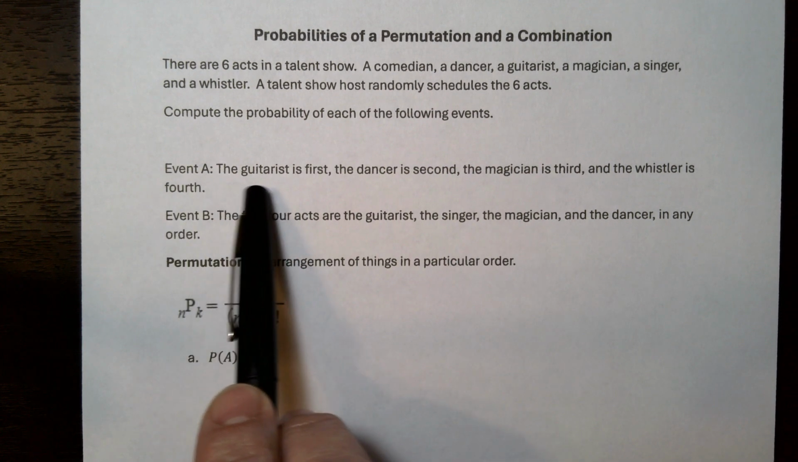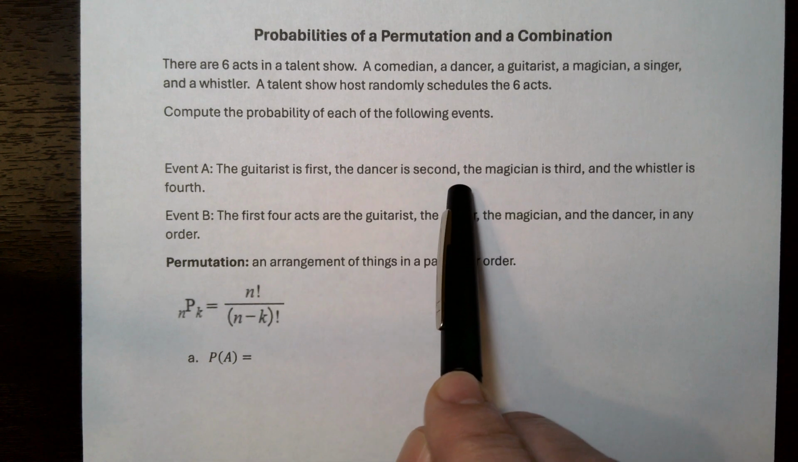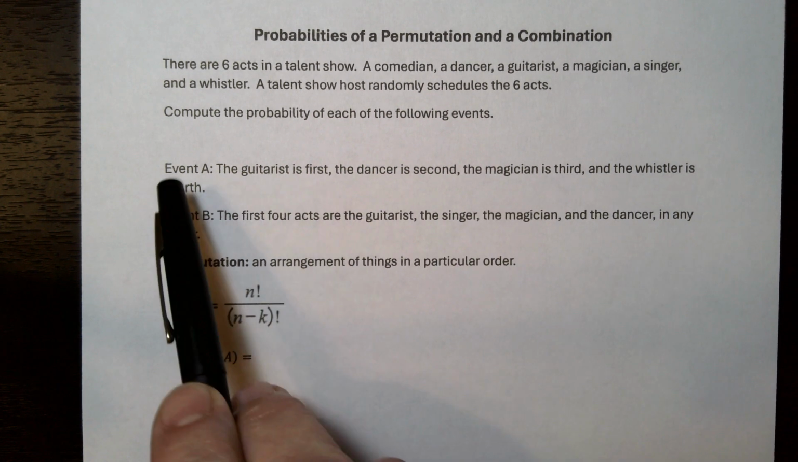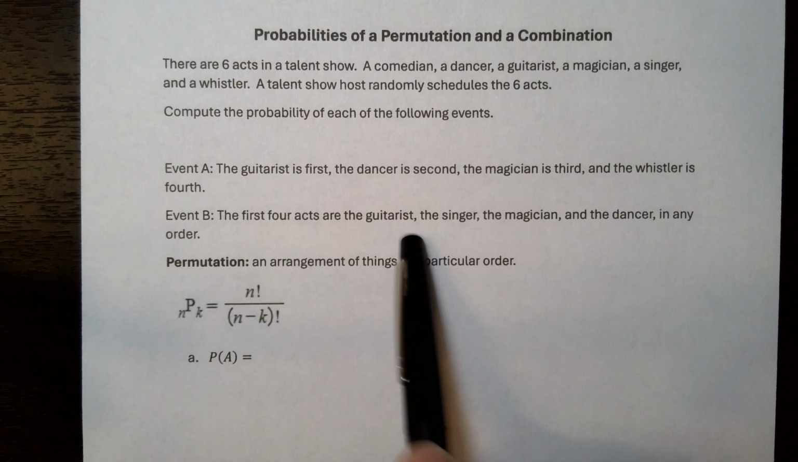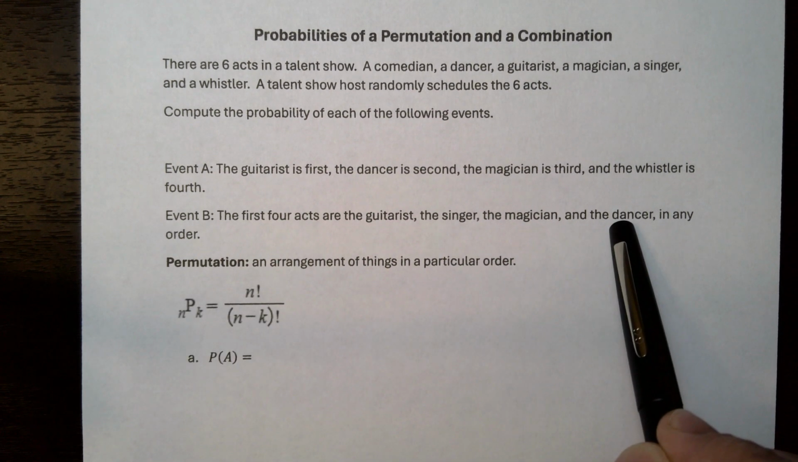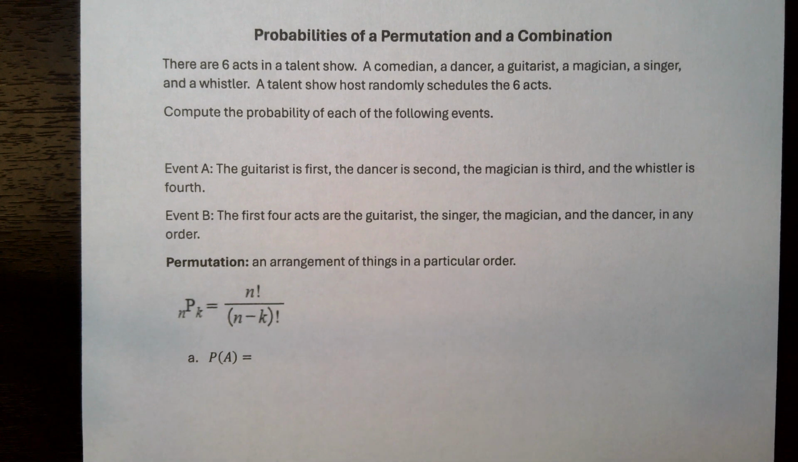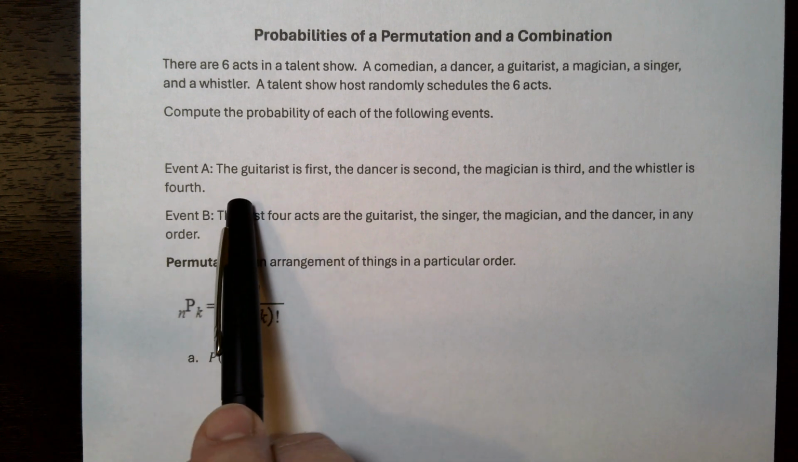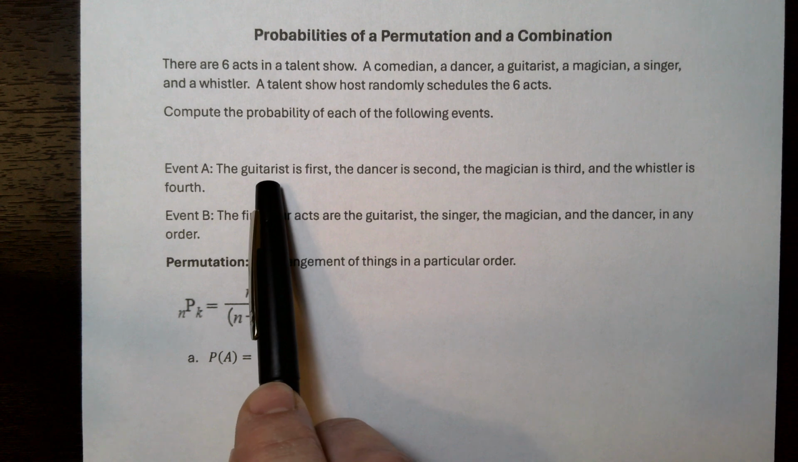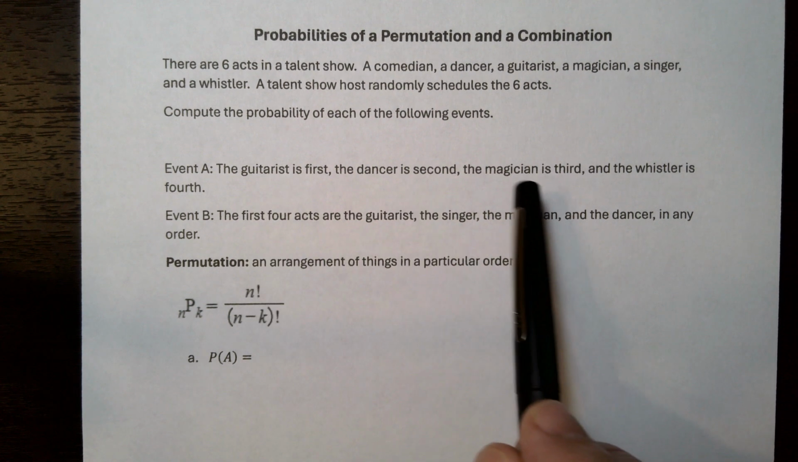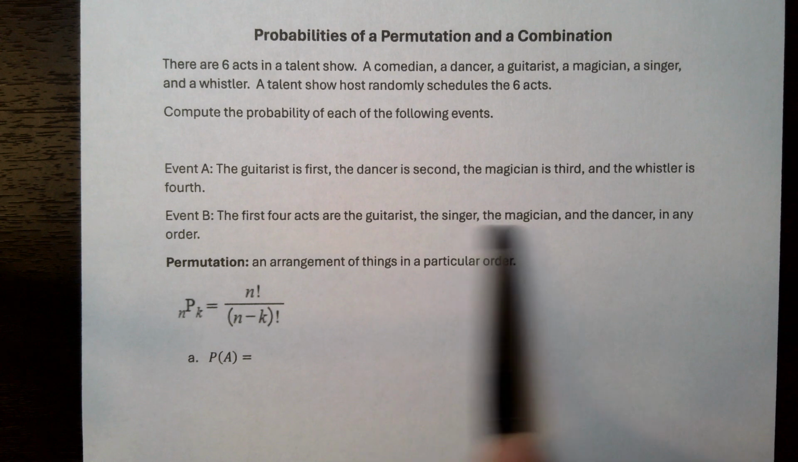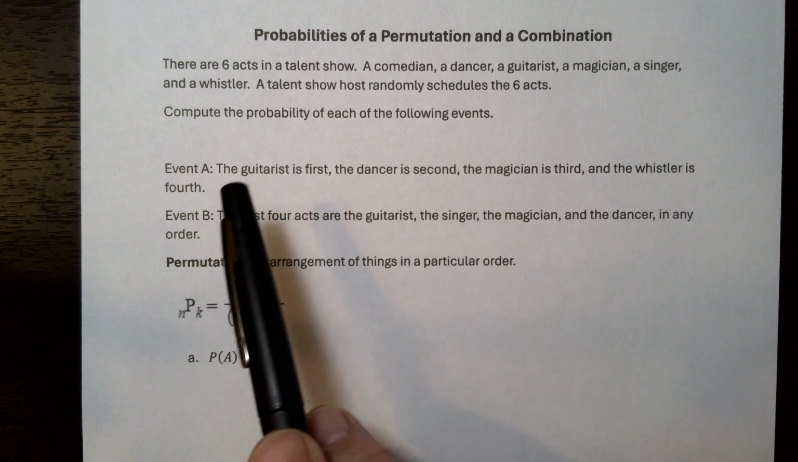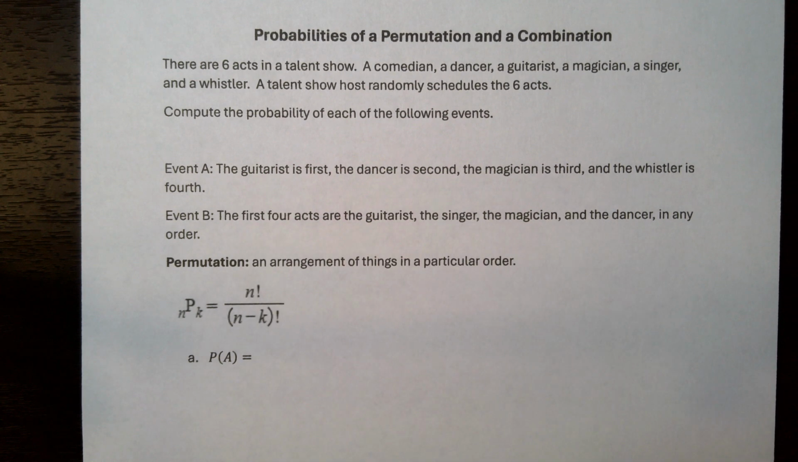Compute the probability of each of the following events. Event A, the guitarist is first, the dancer is second, the magician is third, the whistler is fourth. Event B, the first 4 acts are the guitarist, the singer, magician, and dancer in any order. The difference between those is that event A is in a specific order, while in the second one, the same people are playing, but they don't have to be in the exact order.